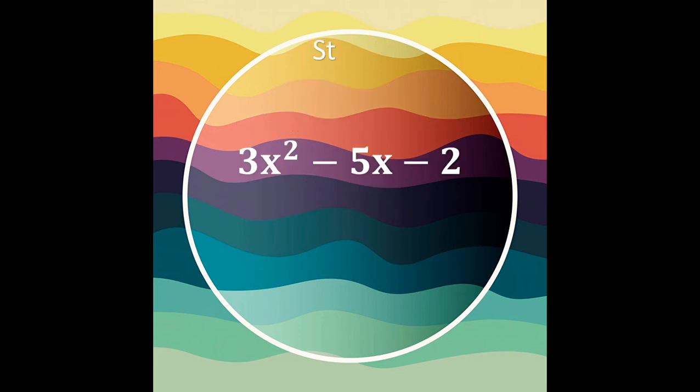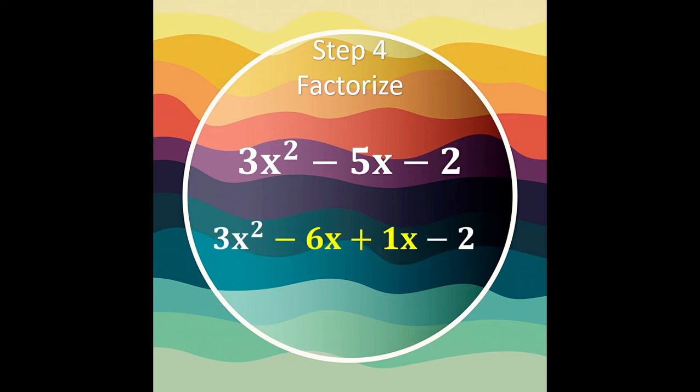So we will need to then figure out the factorization. Each set we have to take individually. So 3x squared minus 6x we are going to take separately, and plus x minus 2 we are going to take separately.